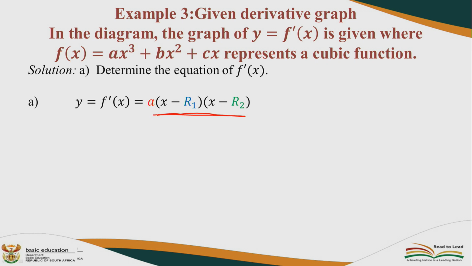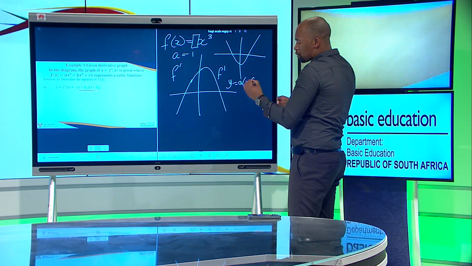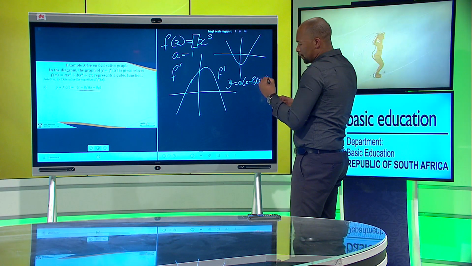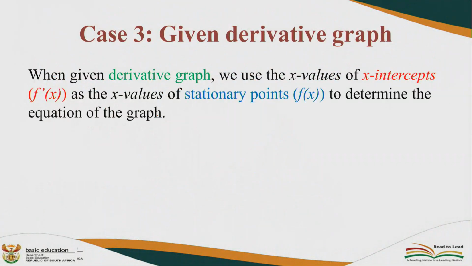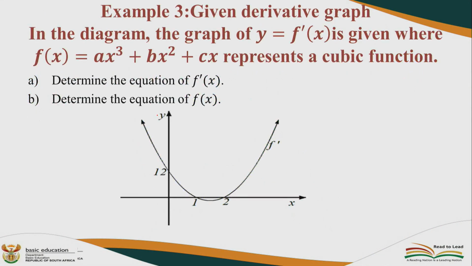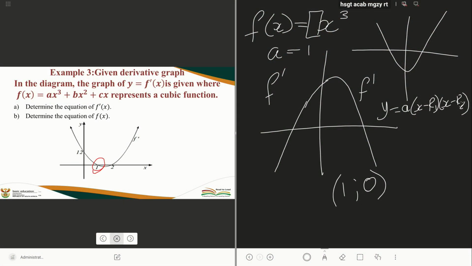Okay, if it's a parabola, it means you can say y is equal to a(x minus root 1)(x minus root 2) only. Why? Because it's in the form of a parabola. Then, remember we have two x-intercepts there, so I can substitute them there. And those coordinates being given in this example, you can name this coordinate as 1 and 0, and also that one can be 0 and 12.